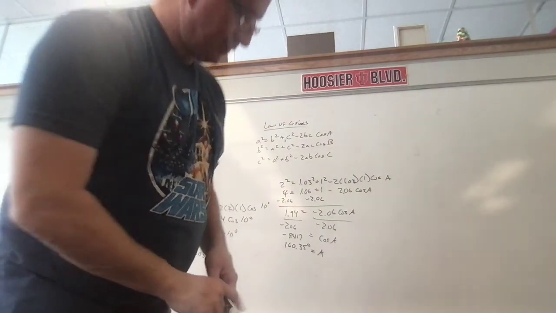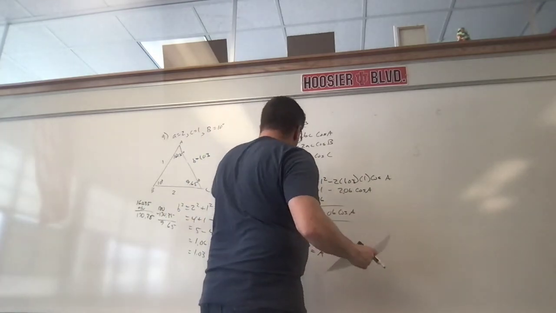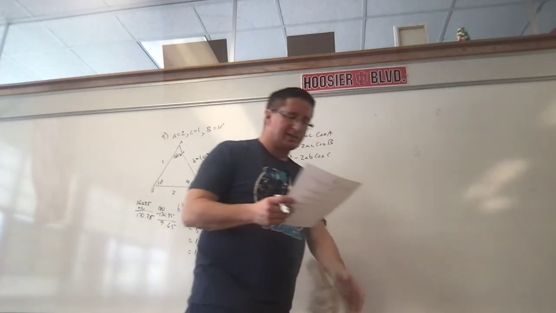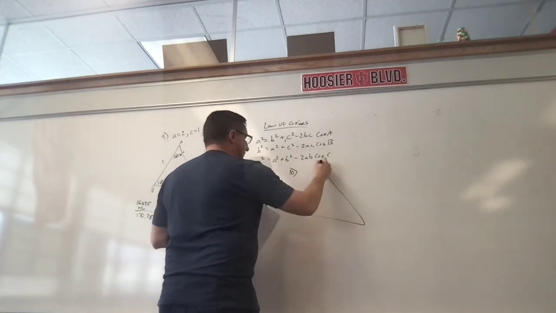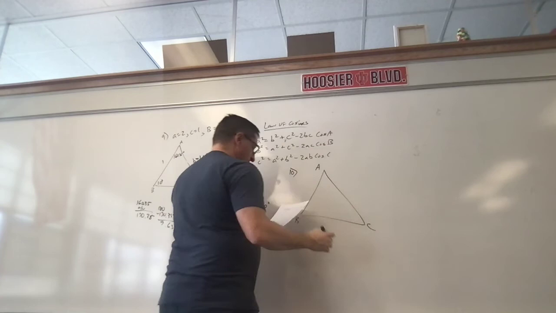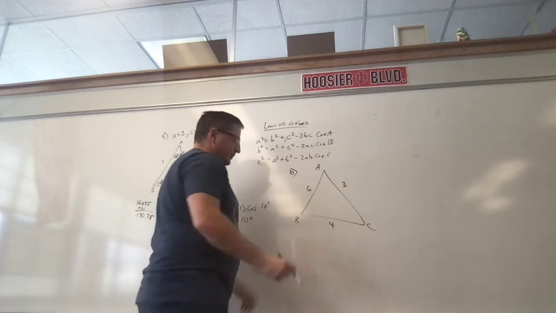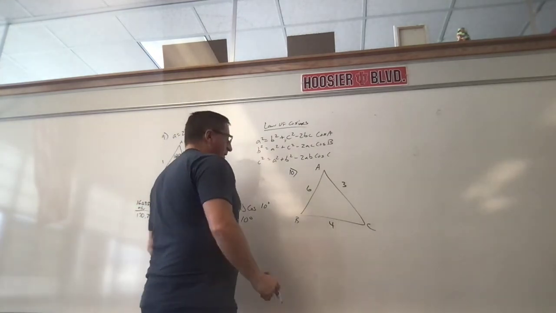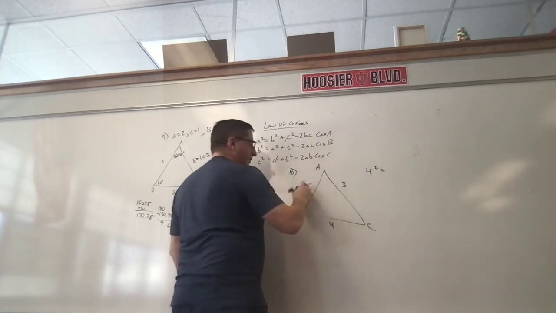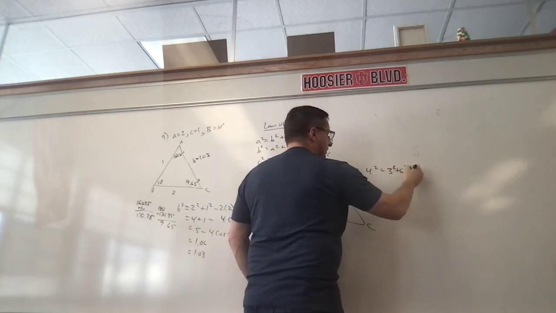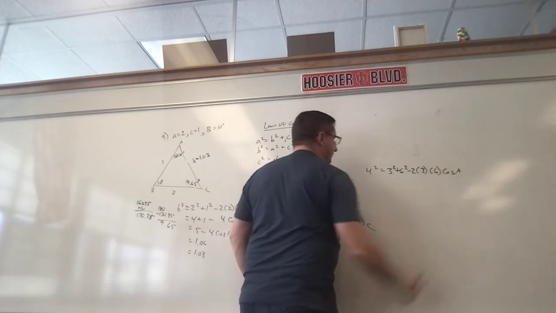Okay. One more problem. Number 10. This time they give us little A, little B, little C. So little A is 4, little B is 3, little C is 6. Okay. All right, so I'm going to find capital A first. I'm going to use this formula. So 4 squared equals 3 squared plus 6 squared, minus 2 times 3 times 6, cosine of capital A.